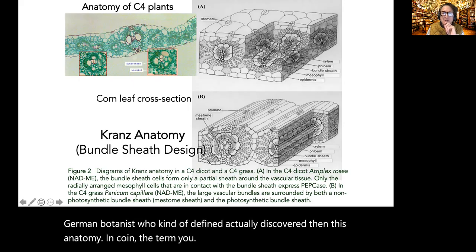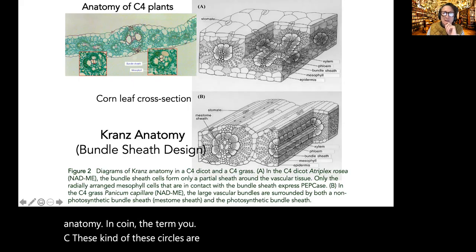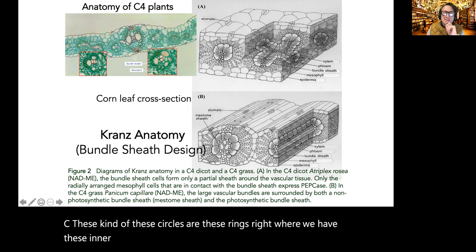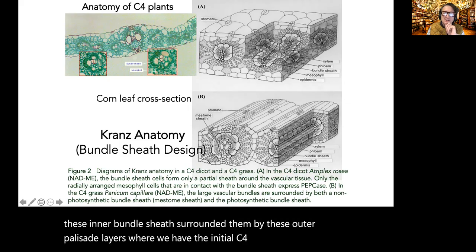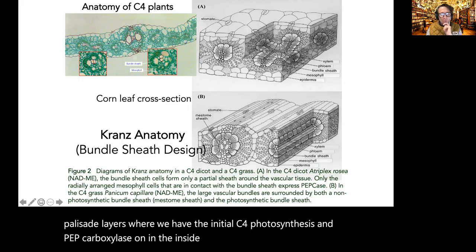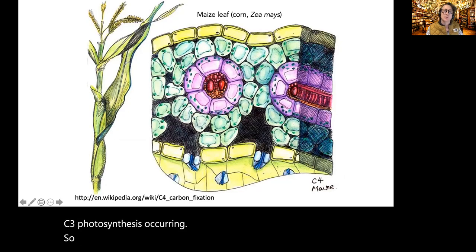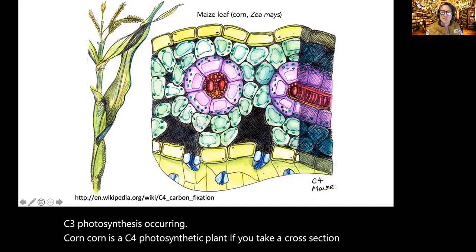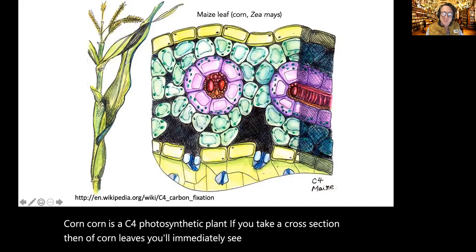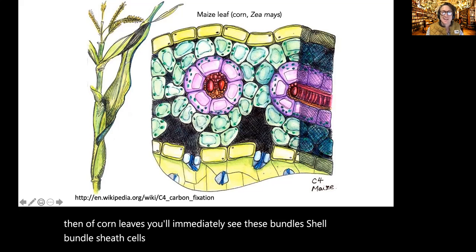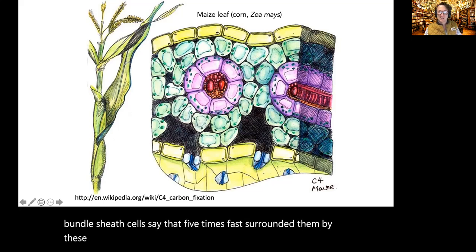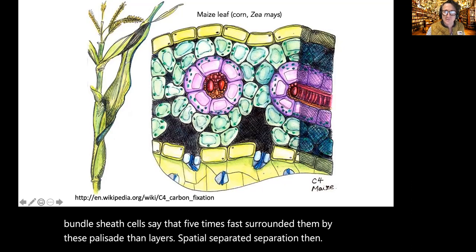You see these circles or these rings, right? We have these inner bundle sheath cells surrounded by these outer palisade layers, where we have the initial C4 photosynthesis and PEP carboxylase. On the inside, we have Rubisco and the normal C3 photosynthesis occurring. So corn is a C4 photosynthetic plant. If you take a cross section of corn leaves, you'll immediately see these bundle sheath cells surrounded by these palisade layers. Spatial separation of C4 photosynthesis.